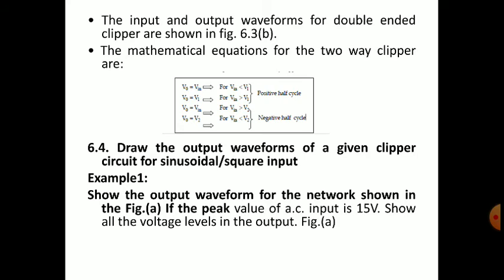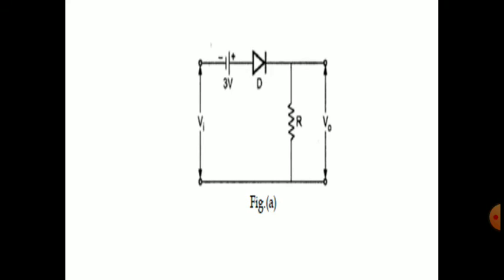Now moving on to the problematic part, where we have to solve some problems based on these topics and our knowledge should be tested here. Draw the output waveforms of a given clipper circuit for sinusoidal or square input. Example 1. Show the output waveform for the network shown in figure A. If the peak value of AC input is 15 volts, show all the voltage levels in the output.